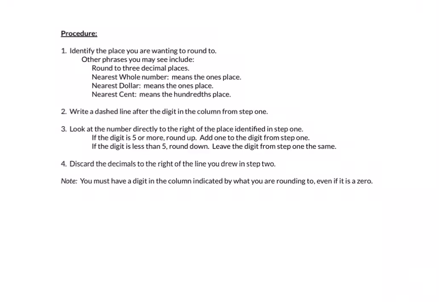Okay, our procedure, just like we did with other rounding, the first thing we want to do is identify the place we are wanting to round to. Now you can see other phrases. For instance, you can see something that says round to 3 decimal places. That's the same thing as rounding to the nearest thousandth. Other phrases that you might see are nearest whole number, which means we want to round to the ones place.